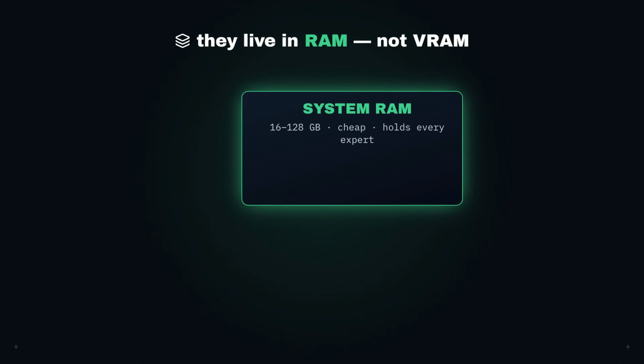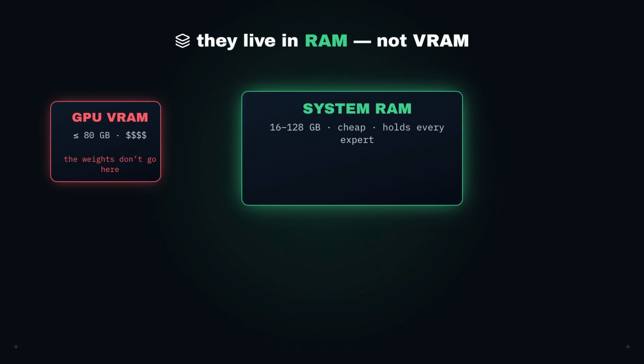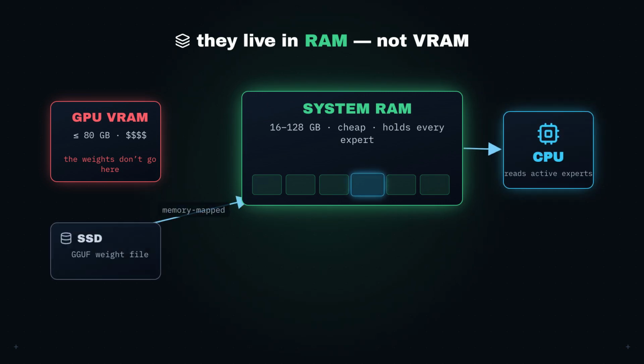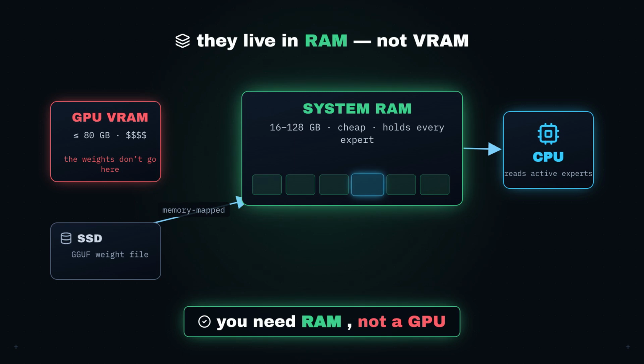But you still have to store all those experts somewhere, because any of them might be needed next. And this is the part everyone gets backwards. Those weights don't go in your GPU's VRAM. They sit in your computer's regular system RAM, memory mapped straight off your SSD, and the CPU reads whichever experts the router asks for. You were never short on the right kind of memory. You just don't need a graphics card to hold it.